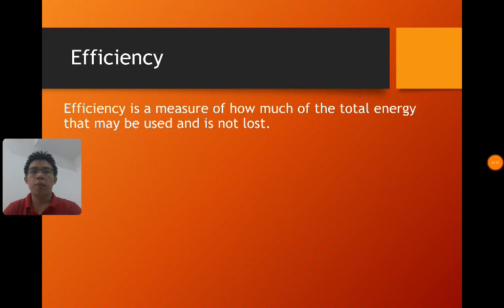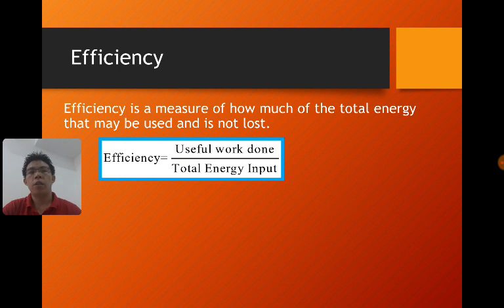Let's look at today's subtopic, efficiency. Efficiency is a measure of how much of the total energy is used and not lost. In terms of an equation, it is useful work done divided by total energy input. Useful work done means we are using the system to harness the energy into something that we wanted.